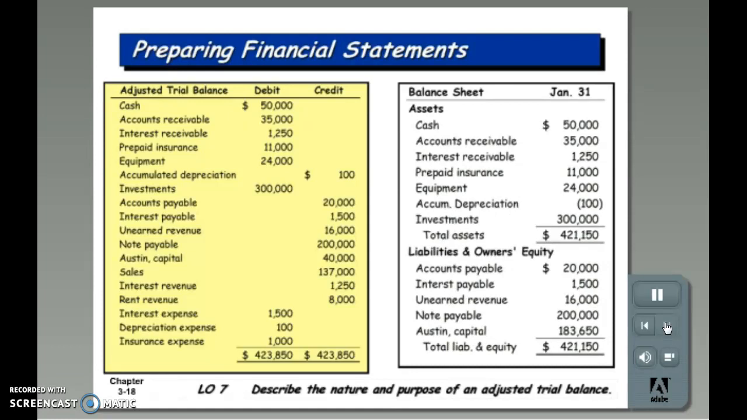The balance sheet reflects the accounting equation and therefore includes the asset, liability, and owner equity accounts. The ending owner's equity balance was calculated on the statement of owner's equity on the previous slide. The balance sheet shows that the accounting equation is in balance. Total assets of $421,150 is equal to total liabilities and owner's equity of $421,150.